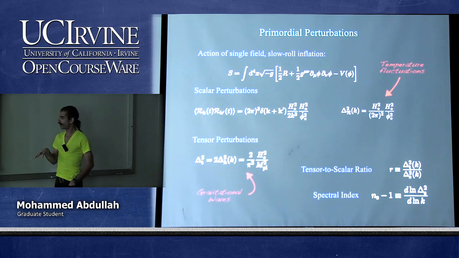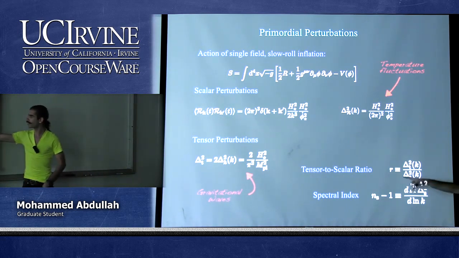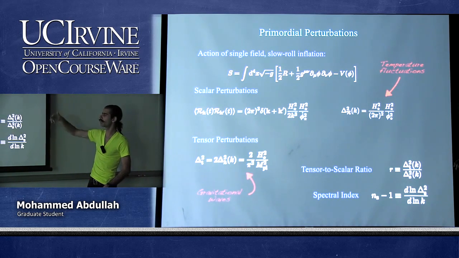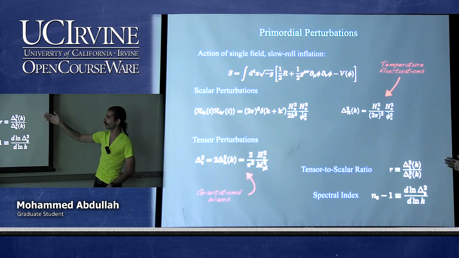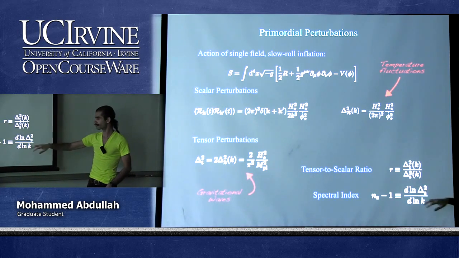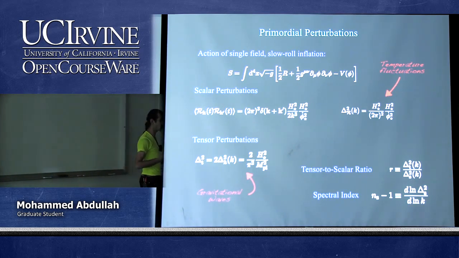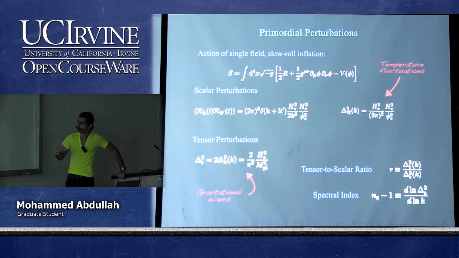Now, two quantities I want to define just for later convenience. One is the tensor to scalar ratio. This is basically the ratio of those two quantities, the tensor and the scalar perturbations. And since we already measured the scalar perturbations, we know this would be a direct measure of the tensor perturbations. And I also want to define the spectral index, which tells you how the perturbation changes with scale, how the fluctuations are different for different modes.